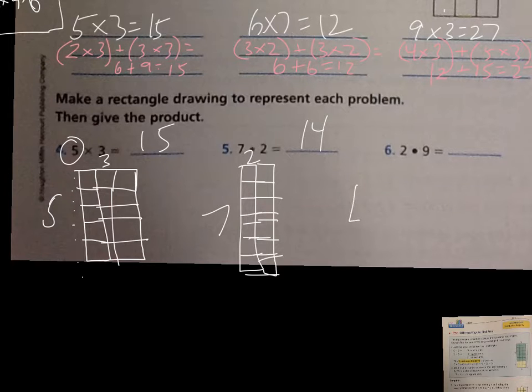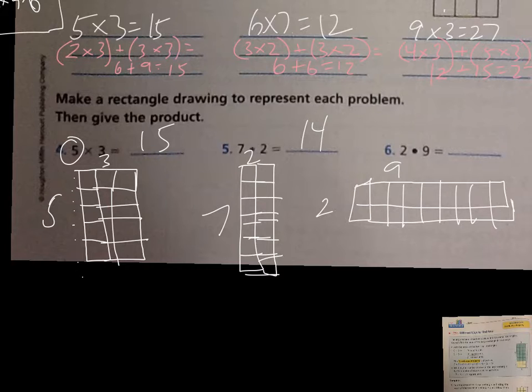Next one, we only have 1, 2 on the side, and we go 9 over. So 1, 2, 3, 4, 5, 6, 7, 8, 9. We have to do the same each way. So 2, 3, 4, 5, 6, 7, 8, 9. Now obviously my drawing is not perfect. Your drawing might not be perfect either, and I'm okay if it's not. As long as you understand the concept, which I do here, and my drawings aren't great. So 2 times 9 is 18.